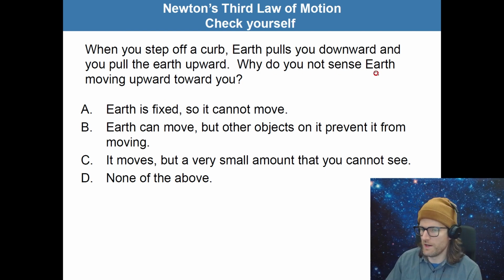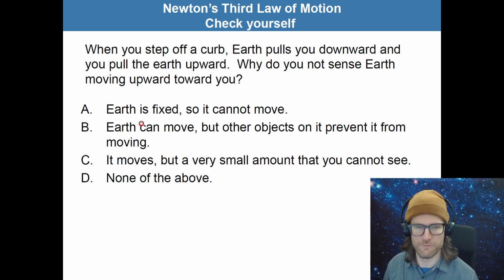So why do you not sense Earth moving upward towards you? Earth is fixed, so it cannot move. Well, that's not quite true. It's not fixed, it's free in space. Earth can move, but the other objects on it prevent it from moving. That's not true. It moves, but a very small amount that you cannot see. That sounds like the right answer.